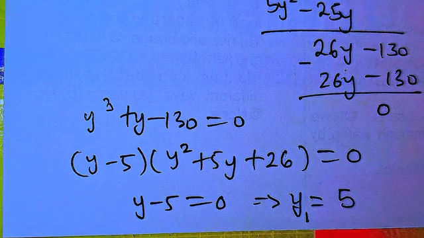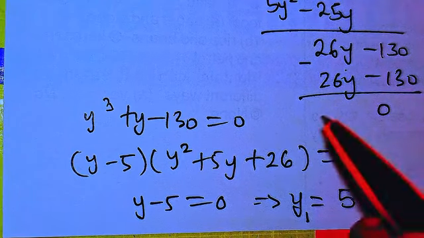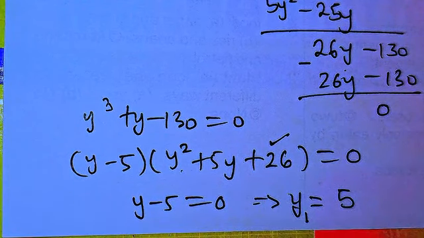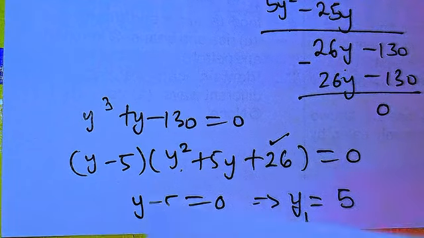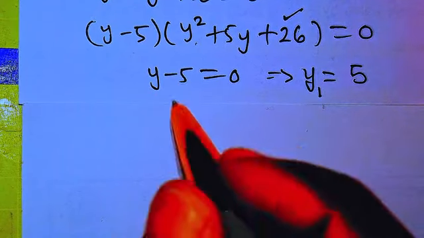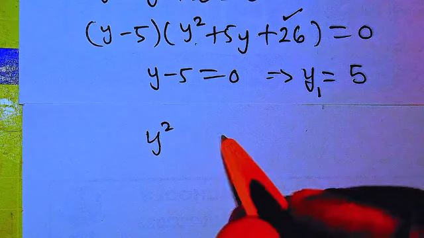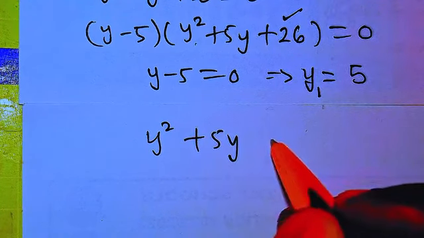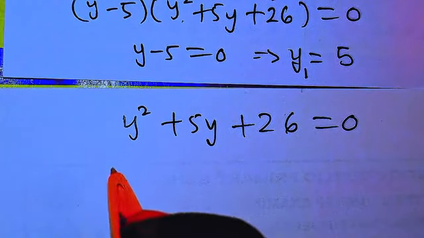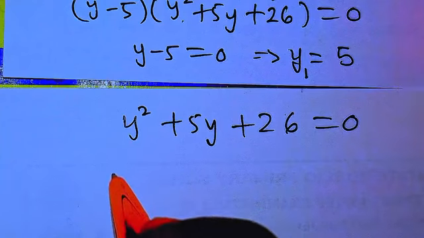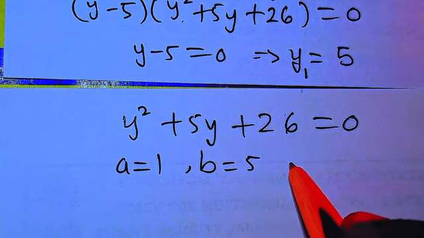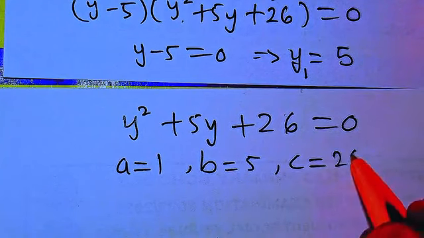Okay, so now we need to go further to check whether we're going to have real roots here, right? So now to check, when you have y raised to power 2 plus 5y plus 26 equals 0, if you want to solve this one quadratically, a is 1, b is 5, and c is 26.